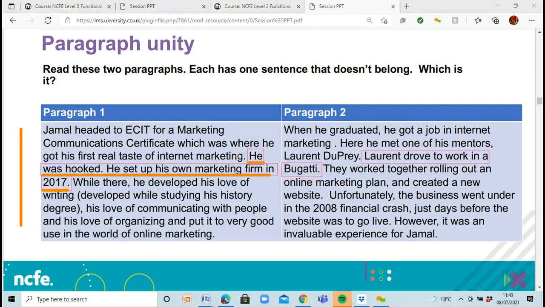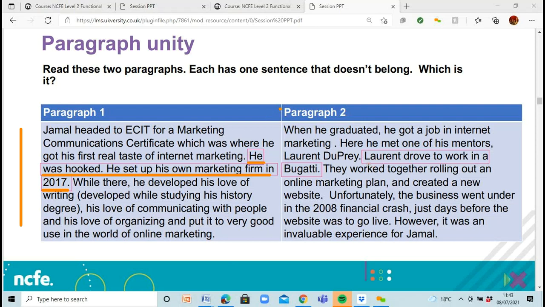So it's got nothing to do with any of this. We could take all of that out and it's just: he was hooked. He set up his own marketing firm in 2017. But we're talking about how he's getting his certificate. We're talking about how he developed his passion. We're not talking about how he started his own firm.